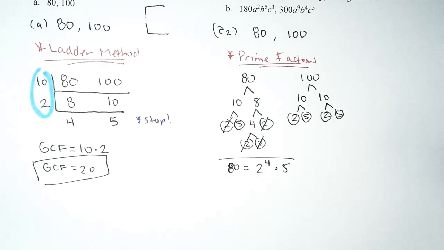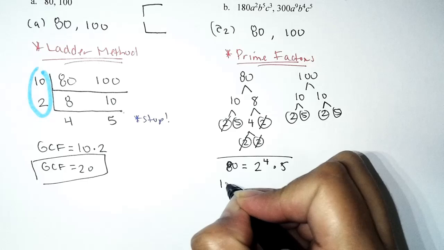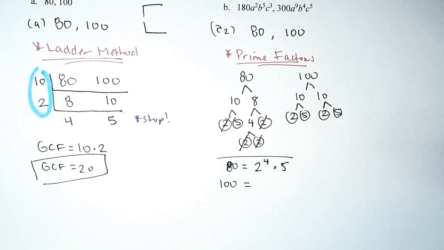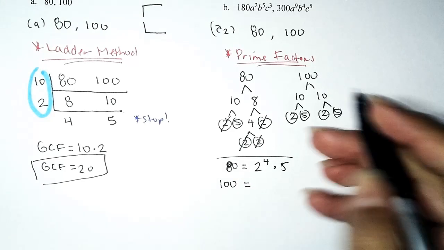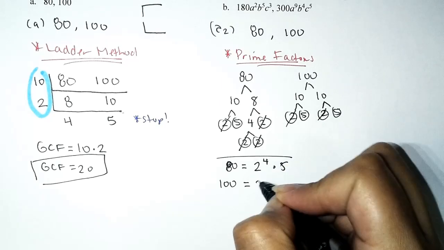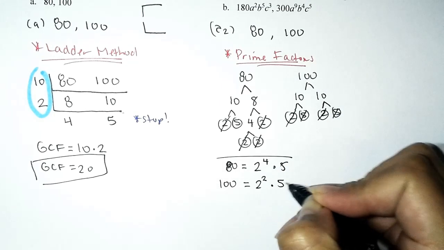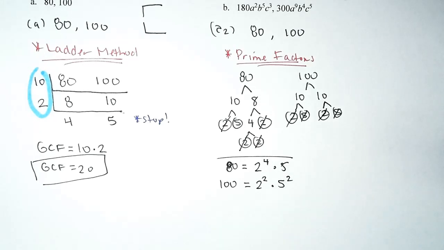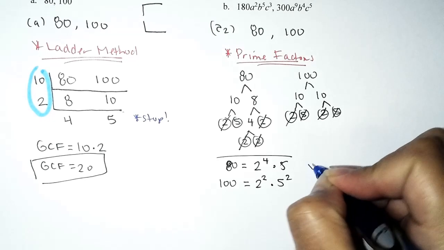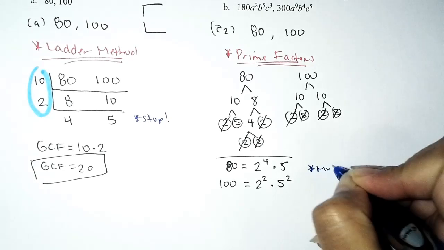Okay, so let's do this. 100, when we write this as a product of prime factors, we have 2 times 2, that will give us 2 squared, and then times 5 times 5, okay, or 5 squared. Now let's not forget, we are trying to find the greatest common factor. So at this point, to find the GCF, we are going to multiply the common factors.